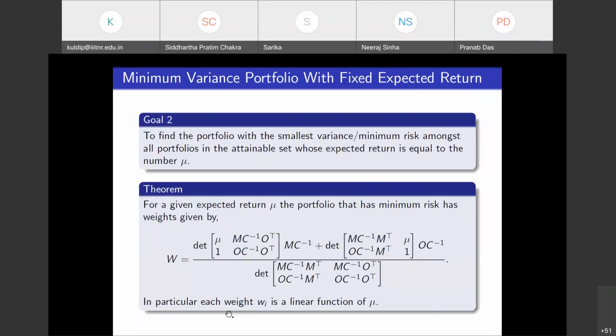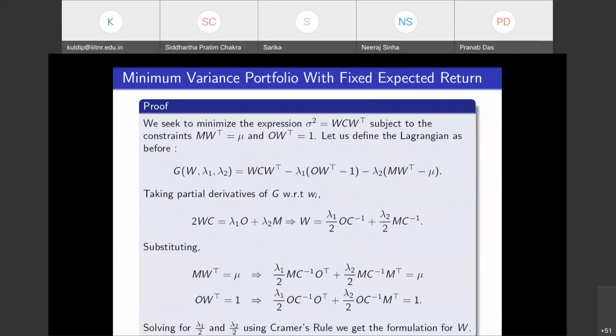And interestingly, if you expand this, you will see that each of the weights W is actually a linear function of mu. But that's another story which I don't want to go through now. So again, how do you prove this?